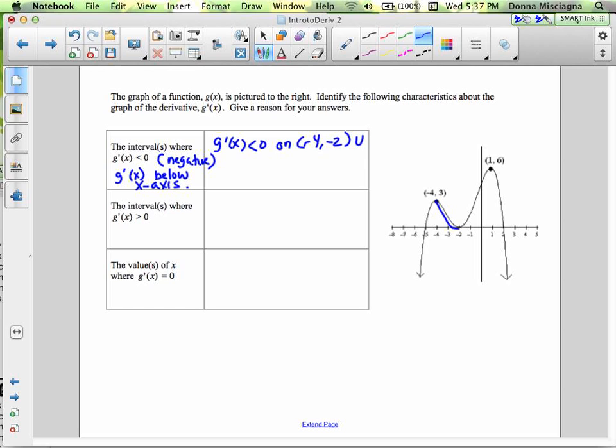And I'll put a U for a union. And 1 to infinity. When we're giving intervals, right, we give the x values. And the reason? Because g of x is decreasing. So the derivative is negative, where its function is decreasing.